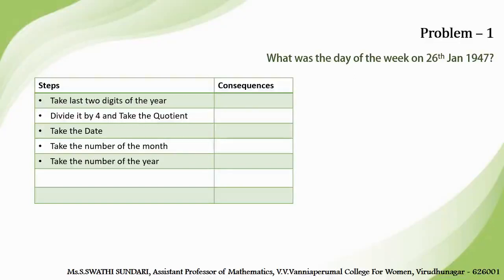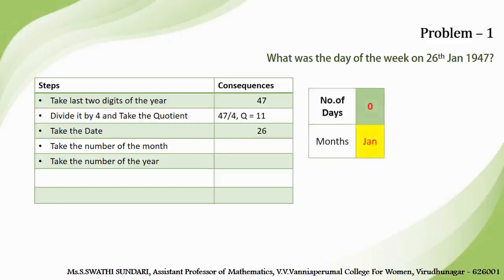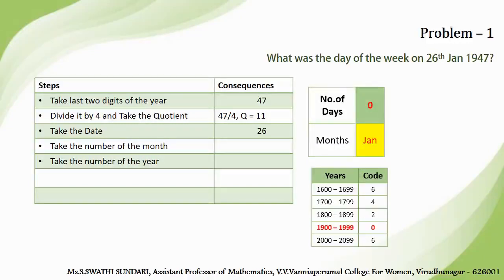So first we take the last 2 digits of the given year, that is 47. Then we have to divide it by 4. So 47 divided by 4, we get the quotient as 11. And take the date, that is 26. And take the number of the month. In this step, we are going to use the previous tables. So the month is Jan, that is coded as 0. So we put 0 here and take the number of the year. So 1947 lies between 1902 and 1999, which is coded as 0. So the number of the year is 0.